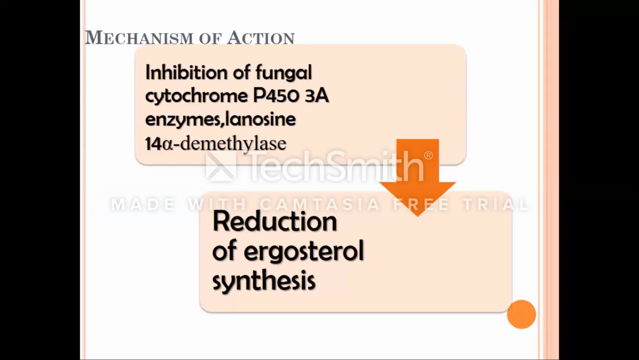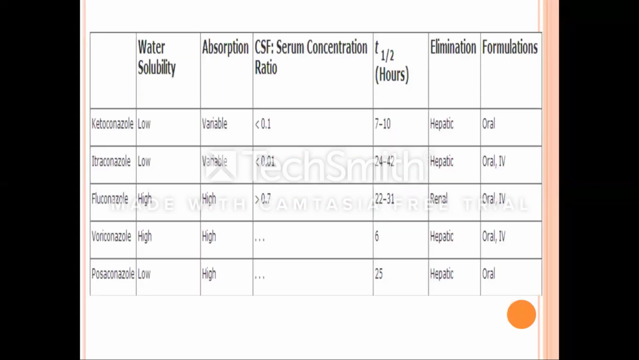Now, if this enzyme is getting inhibited, there won't be a proper synthesis of the ergosterol in the cell wall, and that will lead to the destruction of the cell wall, ultimately causing the death of the fungi. So all these drugs act as fungicidal. Okay, they will interfere with the synthesis of the cell wall.